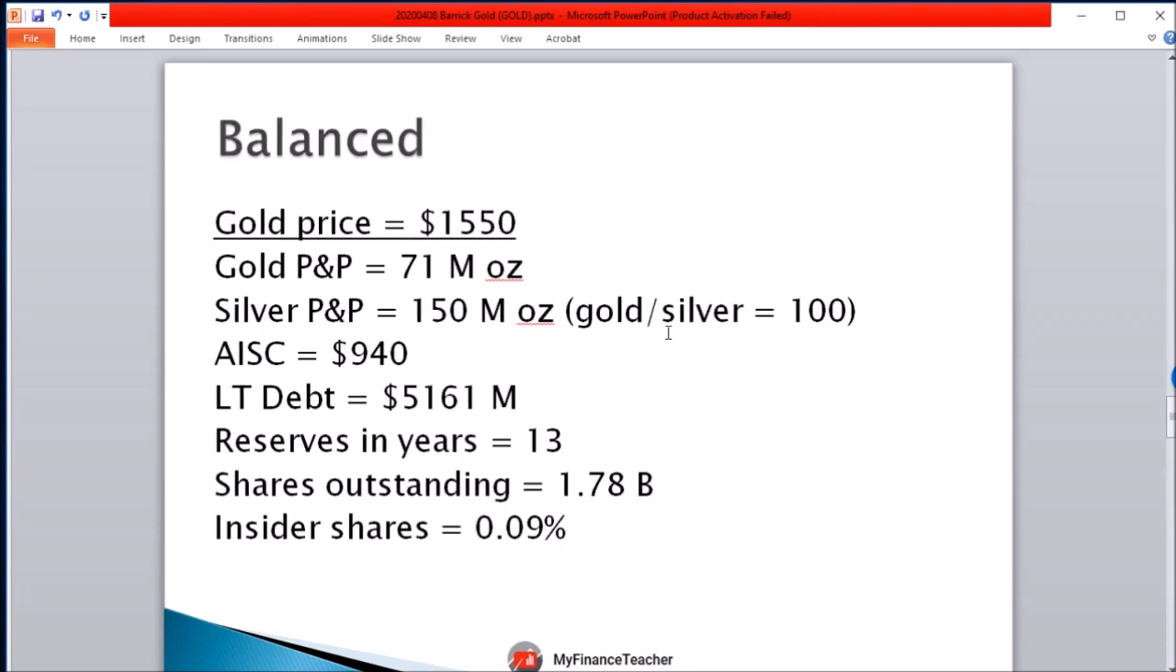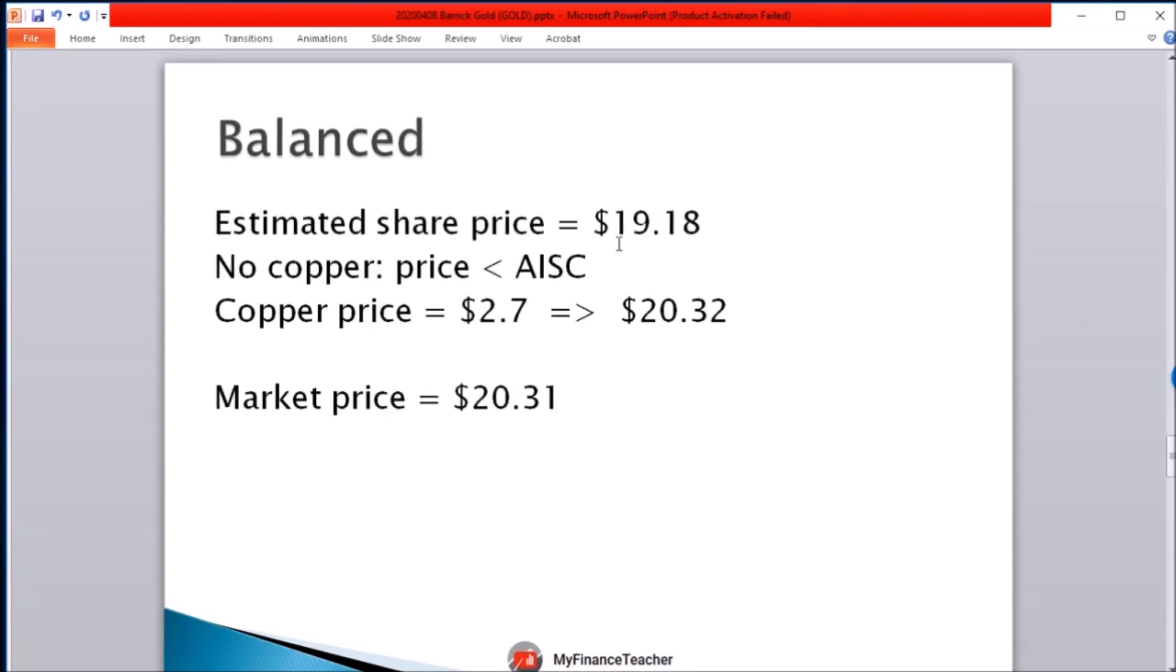Next, looking at the balanced valuation, all the information is the same as in the conservative valuation except for the gold price. We are using the price of $100 below the current market price at spot. And all of that gives us a valuation of $19.18. Including copper at the hypothetical price of $2.7 would give us a valuation of $20.32, which is pretty close to the current market price. So I would say the company is relatively fairly priced at the moment.